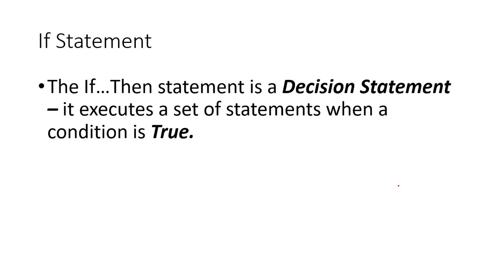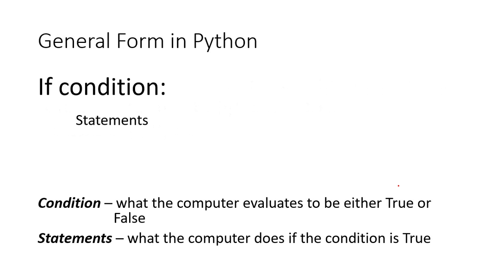So an if statement, when we're looking at it, is a decision statement. It's going to execute a set of statements when the condition is true, and only when the condition is true. Here's the general form in Python that we're going to be following. So we're going to have the word if, and that should be a lowercase i, my bad guys. If, and then condition, colon, and then statements inside. Condition is what the computer is going to evaluate to either true or false. It's a Boolean statement. Statements is what the computer is going to do if the condition is true. Let's take a look at some examples here.